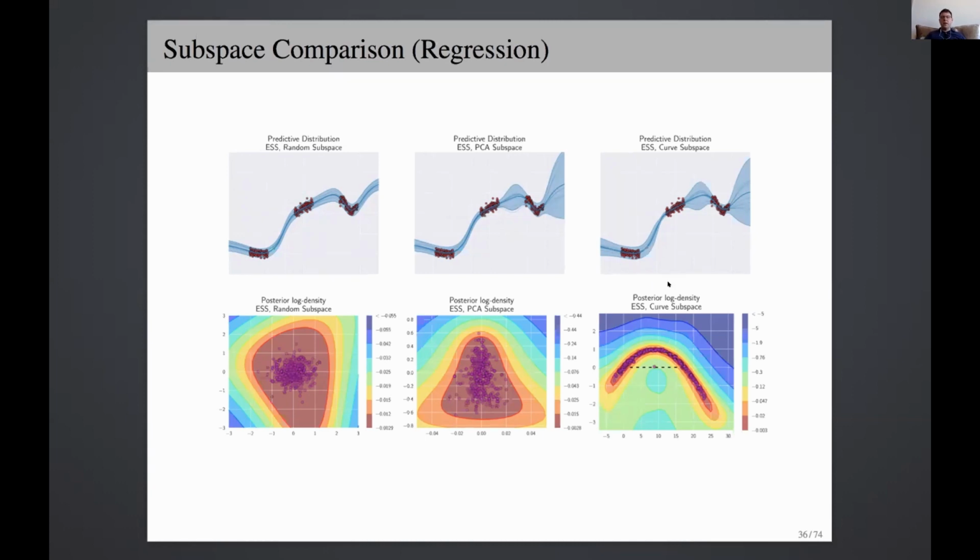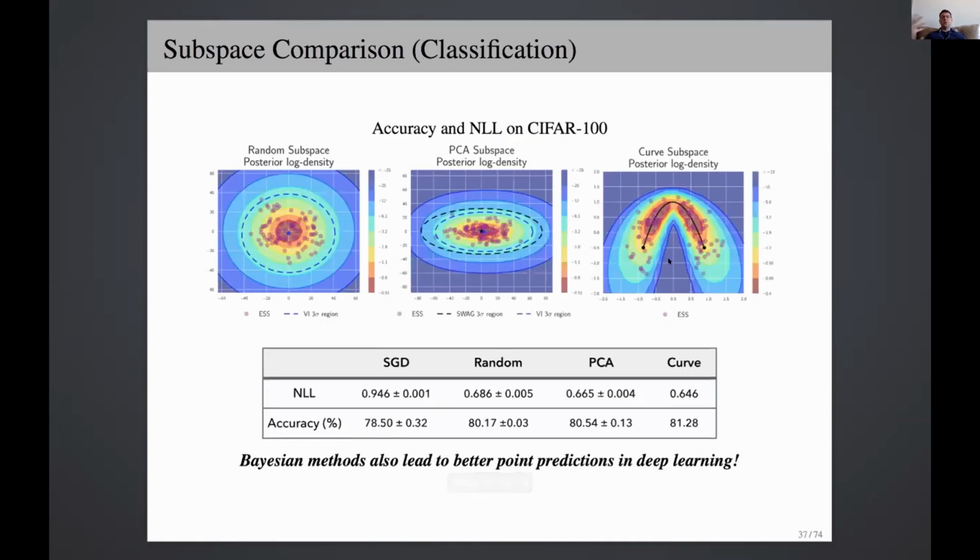And then here we have, again, the mode connecting subspace, which is a form of multi-Bayesian marginalization, which we'll discuss a lot more in the next part.